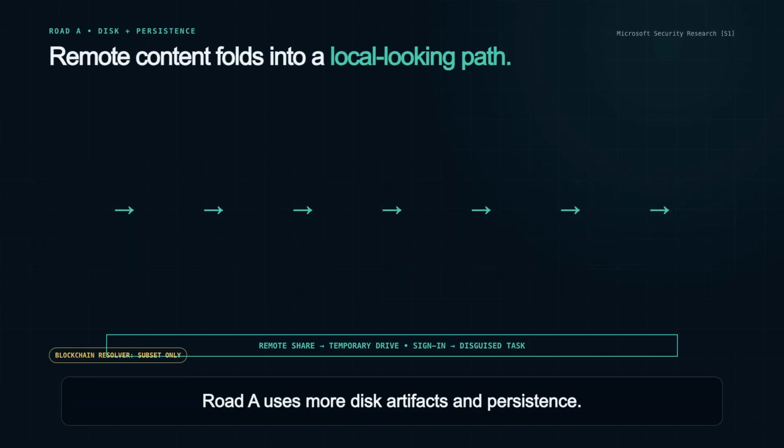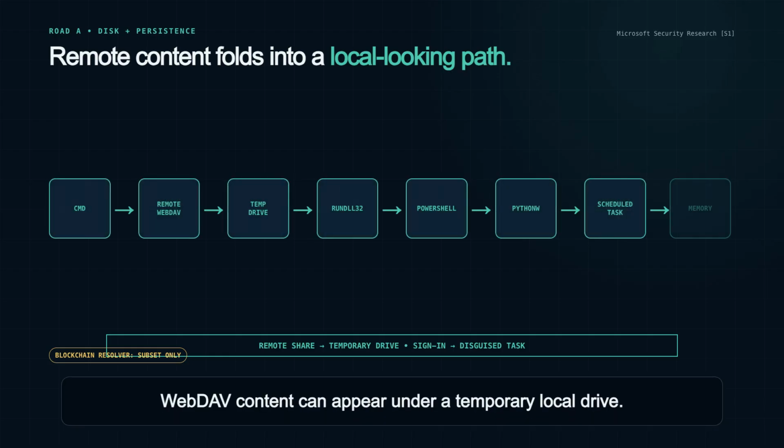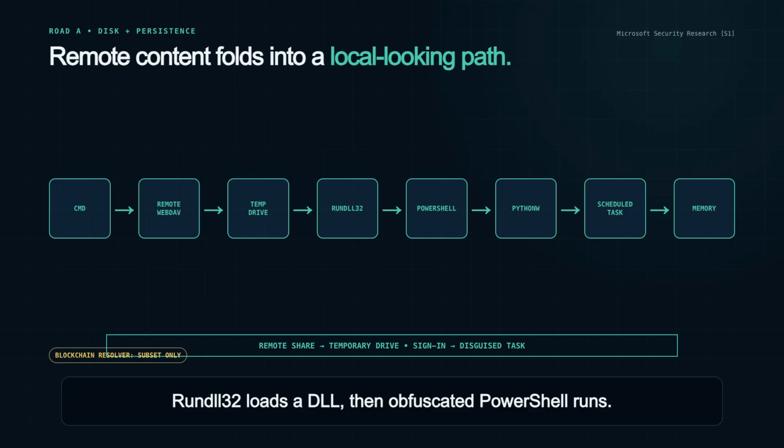Road A is heavier on disk and persistence. A command reaches a remote WebDAV share. In some variants, pushd maps that share to a temporary drive, so remote content appears to run from a local path. Rundll32 loads a remote DLL, which starts obfuscated PowerShell. PowerShell downloads a packaged payload into a deceptive folder under the user's local app data. A bundled python.exe starts the loader without a visible console, while a disguised scheduled task restores execution when the user signs in. The loader reconstructs its payload at runtime and transfers execution into memory.